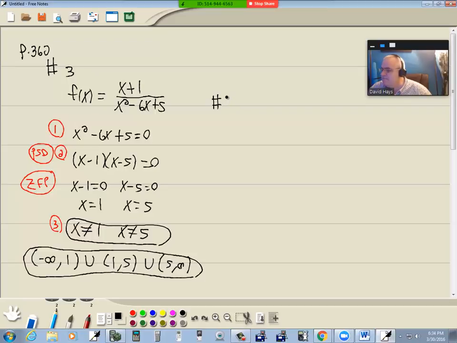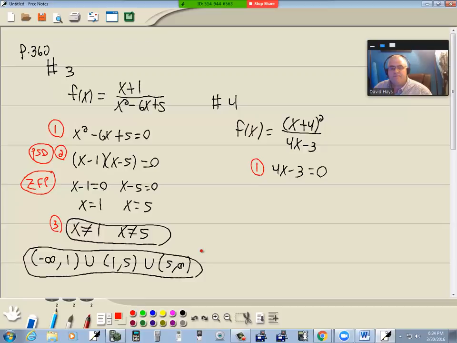Let's look at number 4. Got f of x is equal to x plus 4 squared over 4x minus 3. And same instructions, we want to find the domain. Step 1, set the denominator equal to 0. So we've got 4x minus 3 equal to 0. Step 2, we want to solve it.